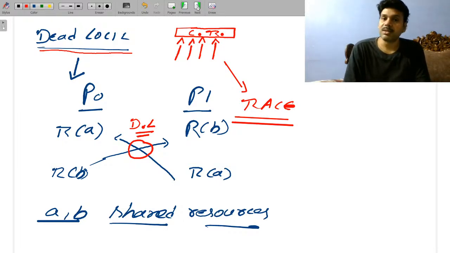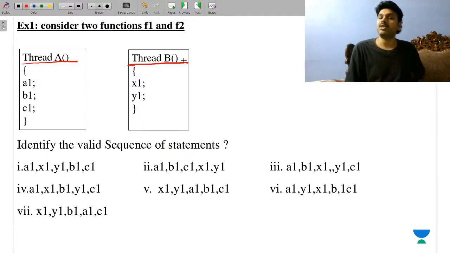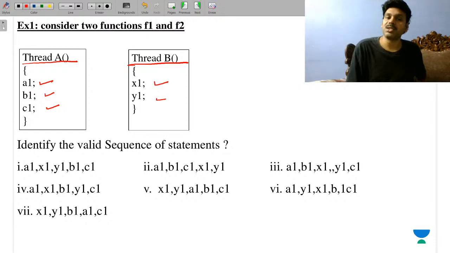Now you see the very important point. I'm showing some examples here. Now you can tell me how many are serially executed and how many are concurrently executed using two threads, thread A and thread B. Thread A consists of three actions and thread B consists of two actions. So identify the valid sequence of statements.